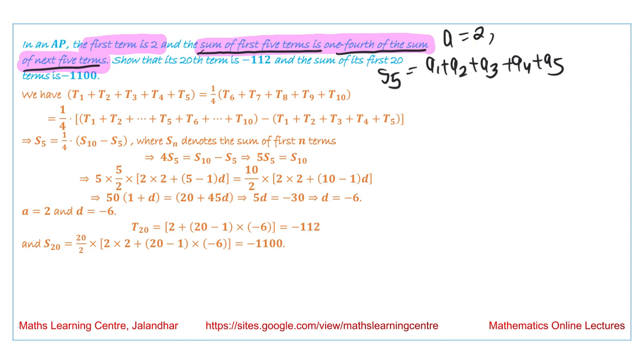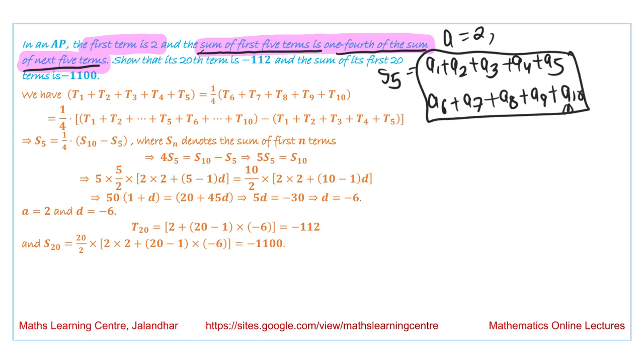The sum of the next 5 terms means we are talking about A6 plus A7 plus A8 plus A9 plus A10. What is this complete sum? This complete sum is S10. If we write S10 minus S5, this gives us the sum of these 5 terms.